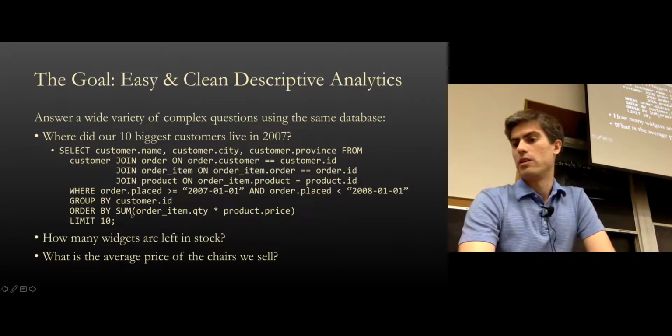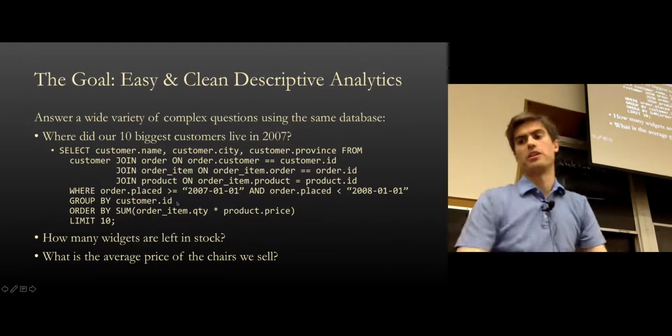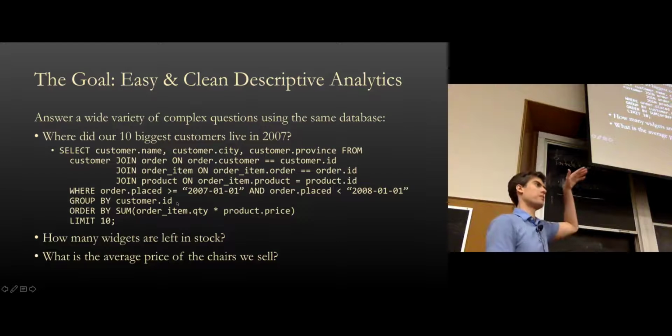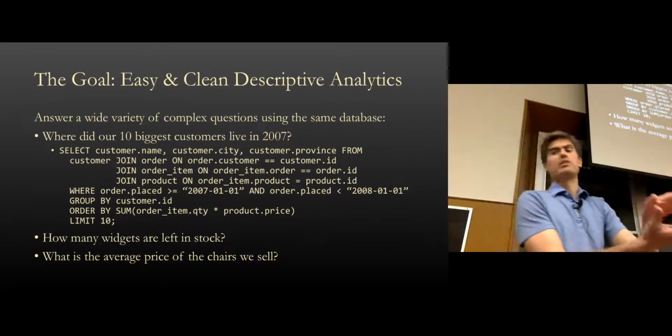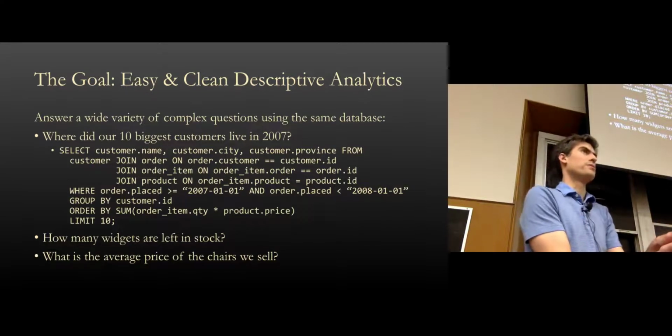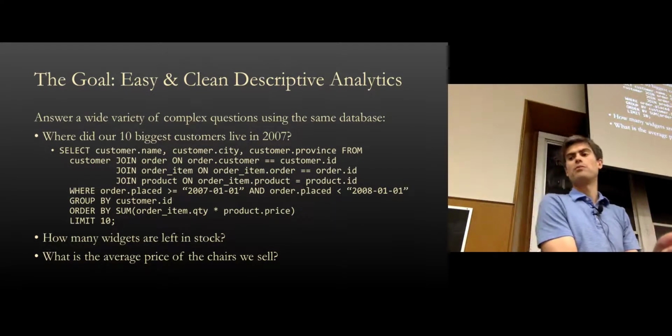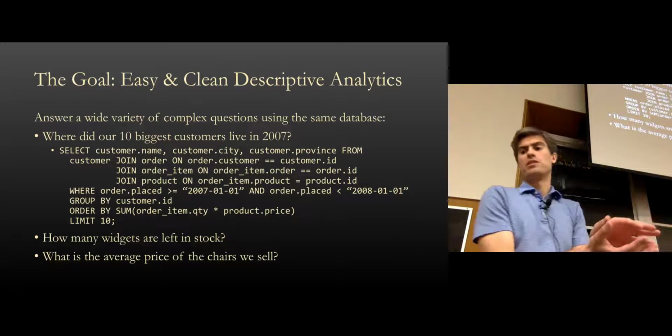We want to group them by the customer IDs. In other words, we want to take all those orders for a single customer and collapse them together. Because again, the question was the 10 biggest customers, meaning the customers that ordered the most stuff from us in terms of dollar value. So for every customer, we want to know how much they spent in 2006.